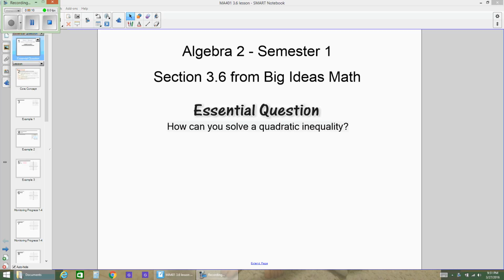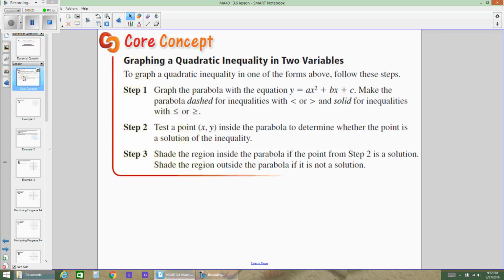Now, the neat thing about this lesson is you are going to use everything that you have learned about graphing quadratics, and then we're going to take it one more step, and we are going to do some shading. So go ahead and grab your cheat sheet, and you're going to see graphing a quadratic inequality in two variables.